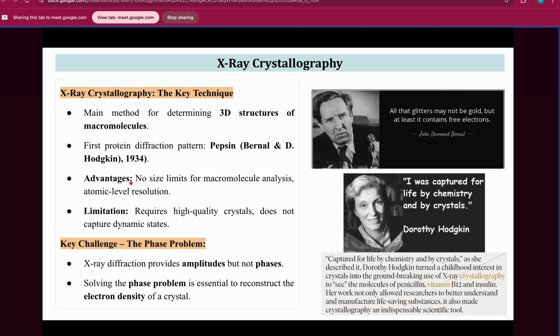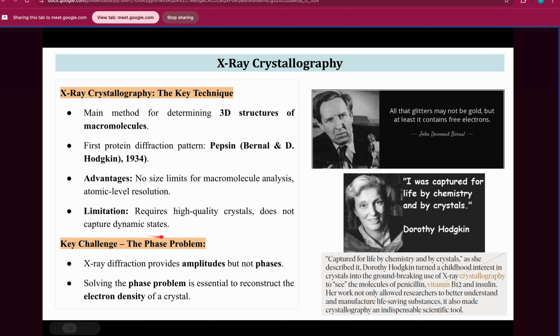So the advantage of this technique is that there is no size limit for macromolecule analysis. There is no such limit. You can observe any sized macromolecule, whether bigger or smaller, at atomic level resolution. But the limitation of this technique is that it requires high quality crystals and it does not capture the dynamic states. So if you are not able to crystallize the protein, then you won't be able to visualize it. This is one of the limitations.